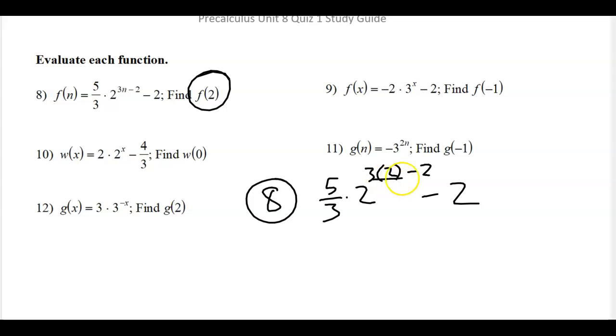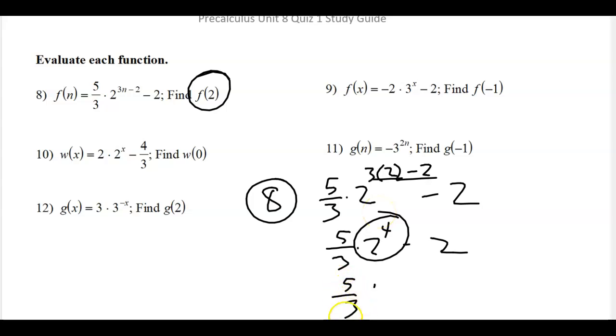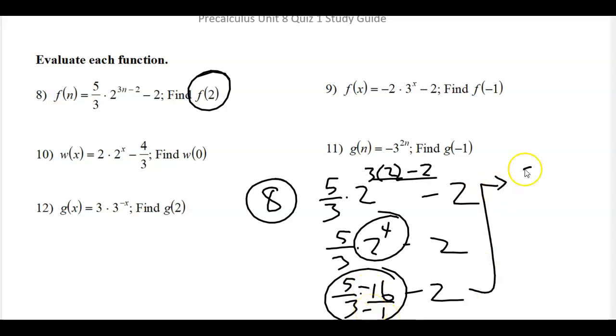And so we have 6 minus 2, which is 4. So I've got 2 to the 4th power. Now in order of operations, you do exponents first, so that's going to be 16 right there. And then you do multiplication. Now when you do multiplication, I think of that as a fraction, you just do top times top and bottom times bottom. So 5 times 16 is 80. 3 times 1 is 3, minus 2.